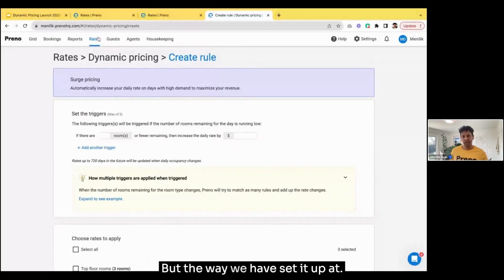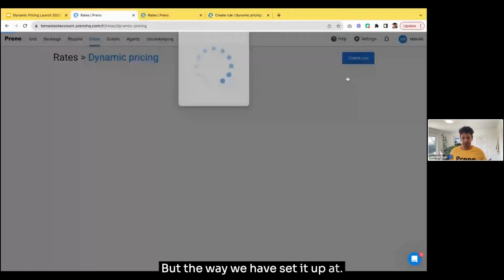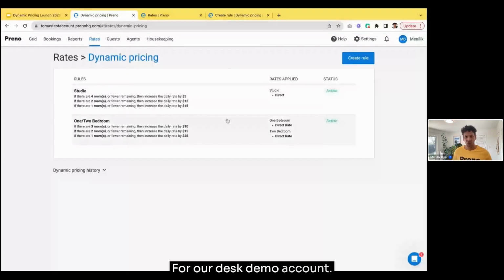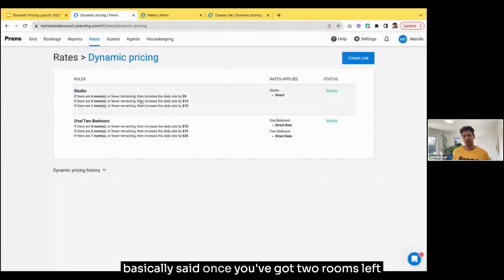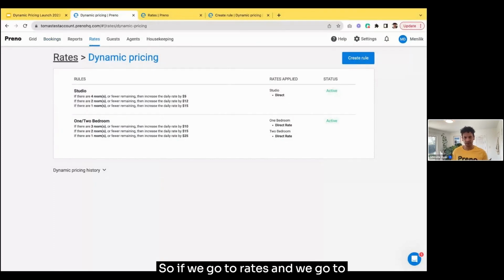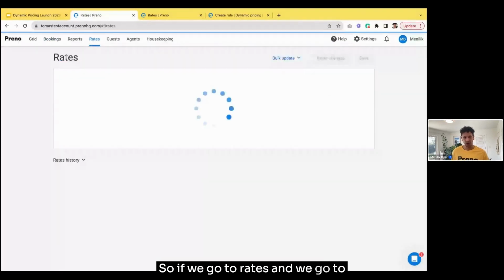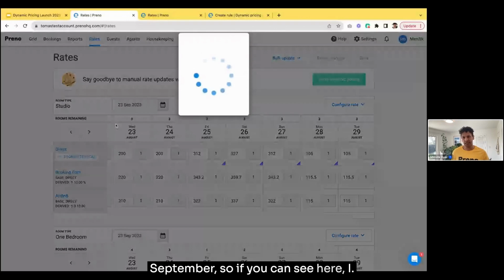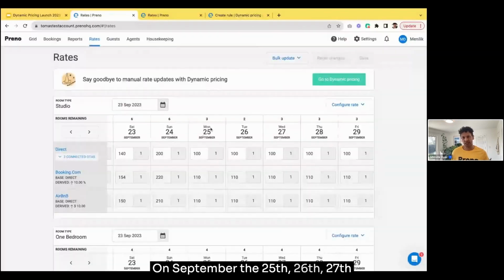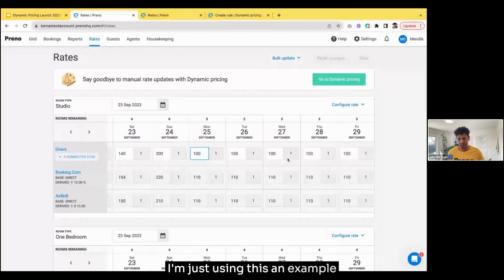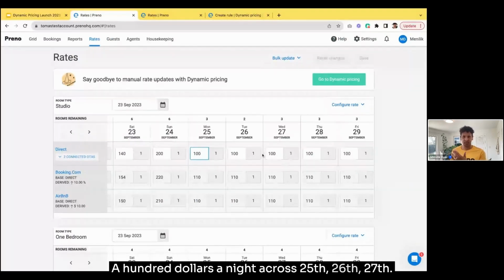But the way we have set it up at Preno for our demo account, we've got our studio, and we've basically said once you've got 2 rooms or fewer left, increase it by $12. Let me show you how this works. If we go to rates and go to September, you can see on September the 25th, 26th, 27th, it's $100 per night. I'm just using this as an example because it's very easy to remember. So remember that $100 a night across the 25th, 26th, 27th.